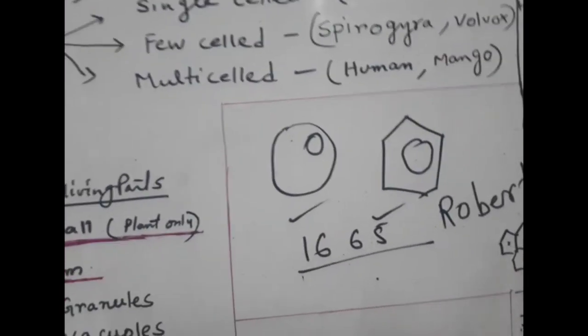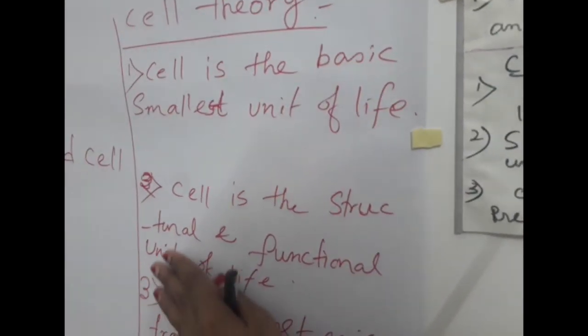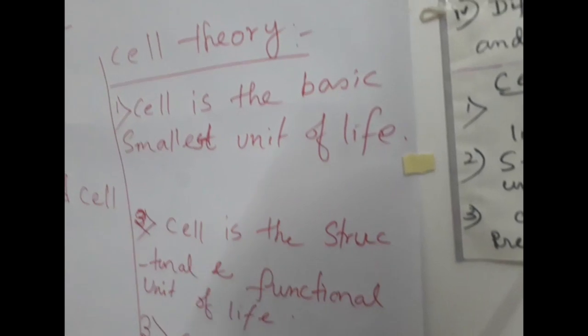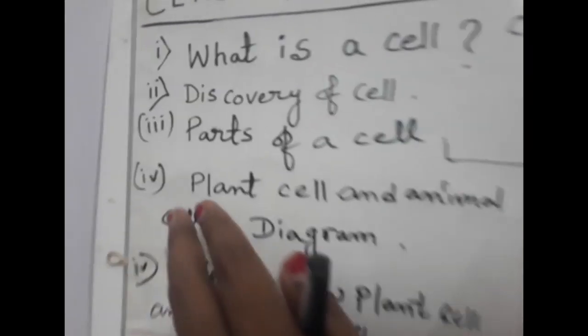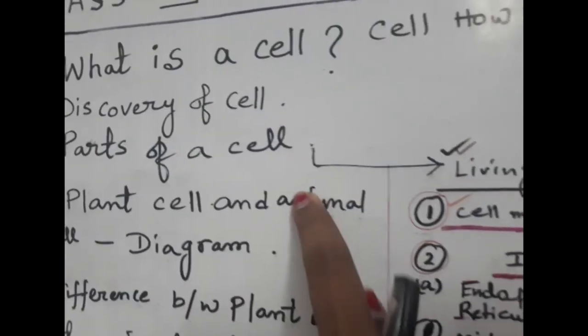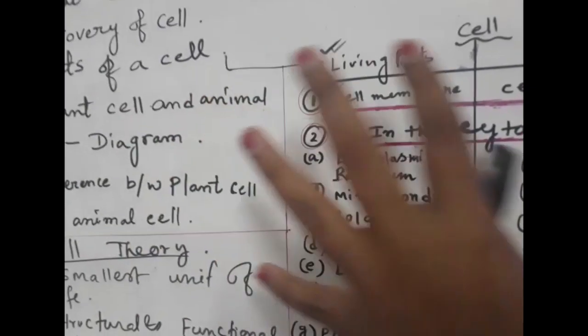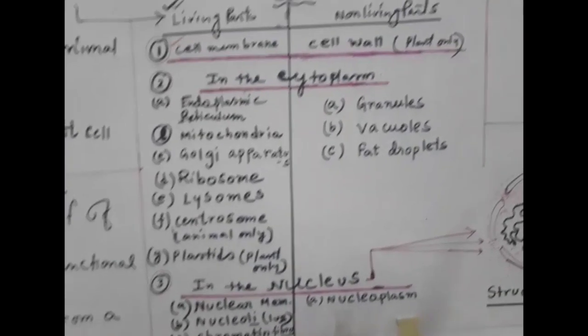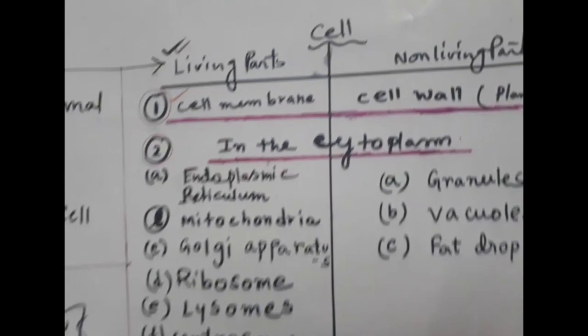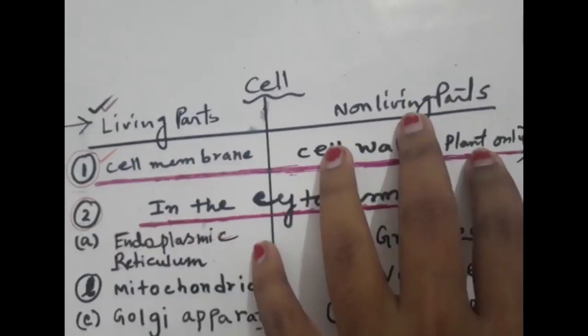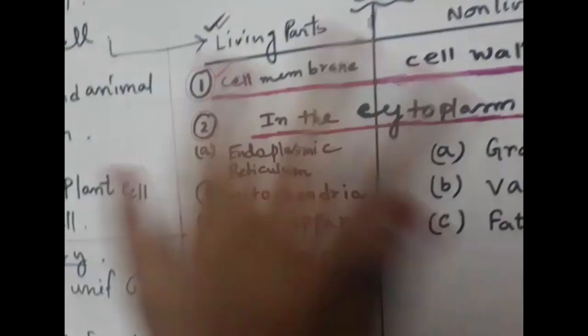Okay, and that's why I just told you the cell is the structural unit of life. So today we are going to learn about the cell components, or the parts of a cell. At first, we can see there is a small chart-like structure where I present the cell components. There is a living part and a non-living part within the cell.